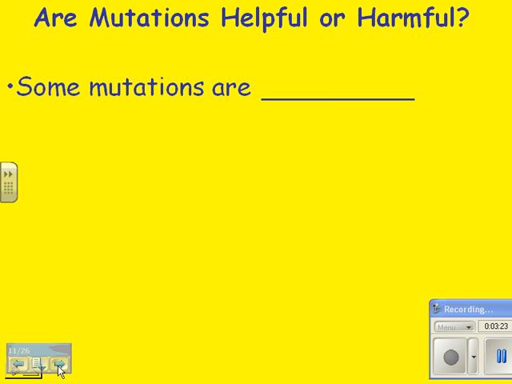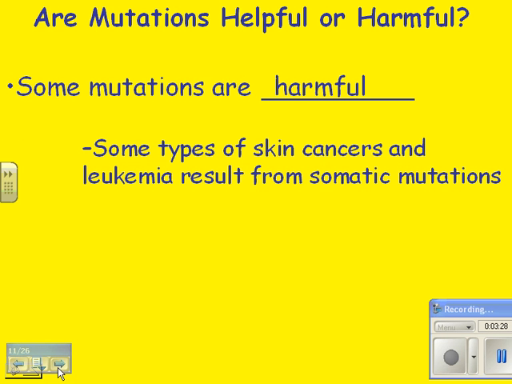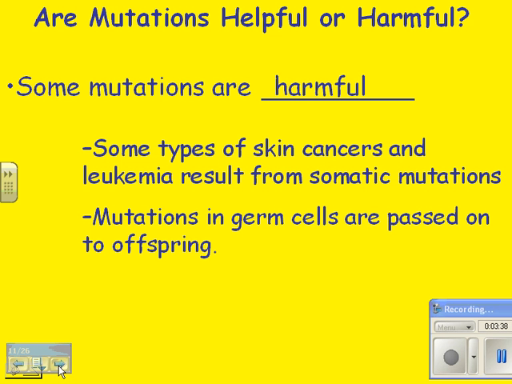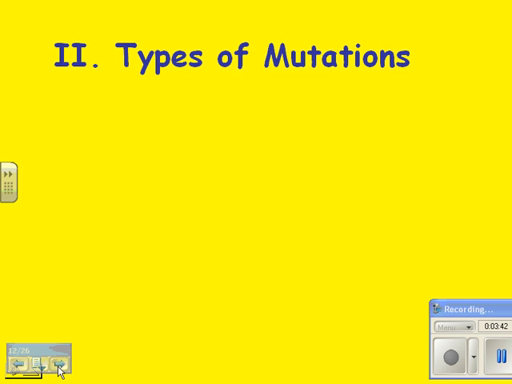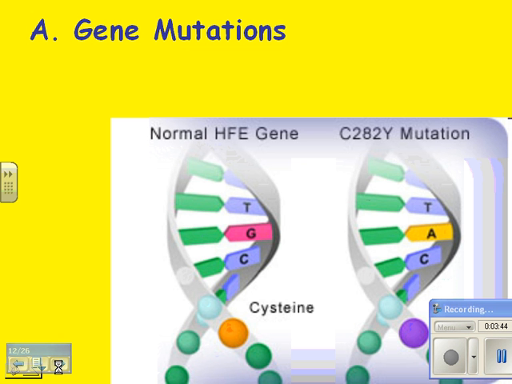And then there are some mutations that are bad, harmful. So there are some types of skin cancers and leukemia that can result from somatic mutations, mutations after the organism has started growing. But mutations in germlines can be passed on to offspring, and some of those are bad too. So let's look at types of mutations. There are gene mutations, and that's what we're going to spend almost all of our time on.